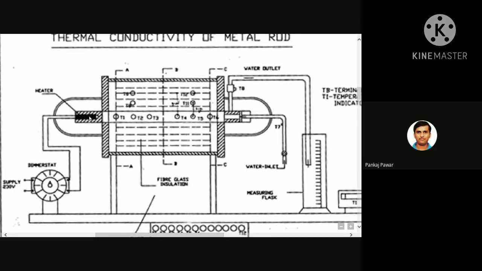Extreme left is the heating end and extreme right is the cooling end, the cooling water jacket end of this experiment. In between, you have the hatching lines on the left side and the hatching lines on the right side. From this particular point up to this end, this is what you have as the test section. The length of this test section is about 200 mm, that is 20 centimeter.